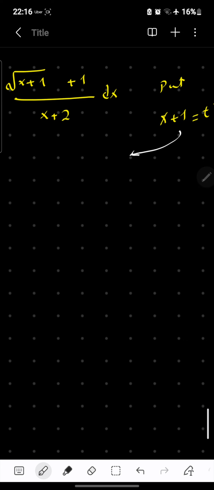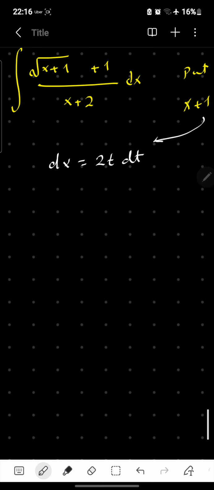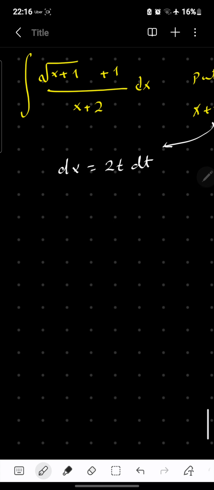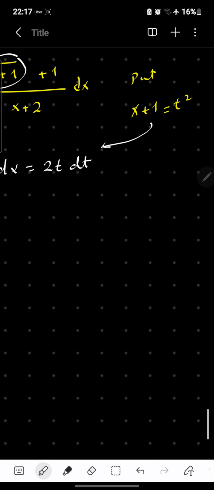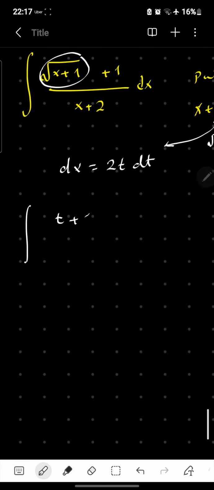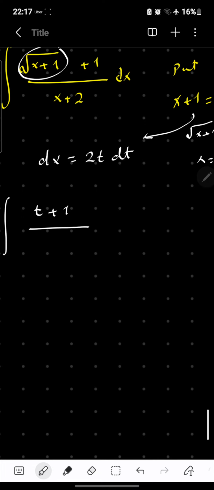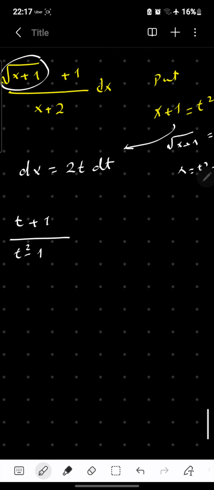By differentiating both sides, it will be dx equal 2t dt. Okay, let's write the integral in its new form. Square root of x plus 1 will be t. So it's t plus 1 over x plus 2. x is t squared minus 1, so x plus 2 is t squared plus 1. It's very easy. And dx is 2t dt.